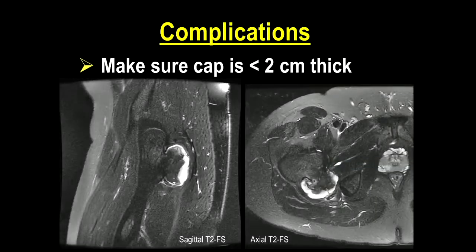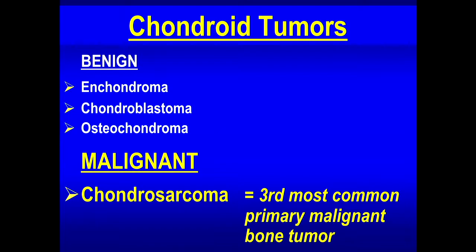So, we want to make sure in an adult that the cartilage cap is less than 2 cm in thickness. If it's more than that, then we might need to worry about the presence of dedifferentiation into a chondrosarcoma. Next, we're going to talk about chondrosarcomas, the third most common primary malignant bone tumor.